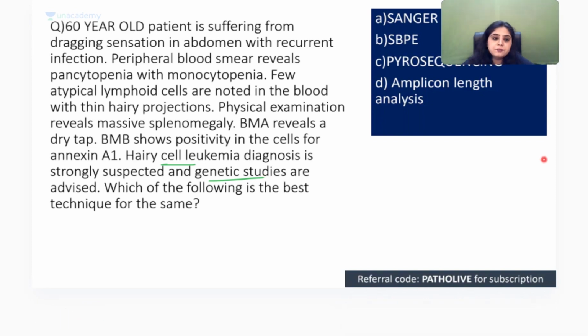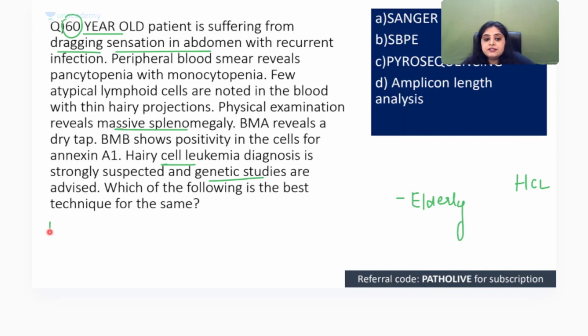I want to just bring up this history a little bit. Please focus, I'm talking about hairy cell leukemia. Everything that has been mentioned over here is a very important catch point of hairy cell leukemia. First and foremost, hairy cell leukemia occurs in the elderly population, suffering with a dragging sensation in the abdomen. When we have a dragging sensation in the abdomen, the examiner is always trying to point you towards massive splenomegaly.